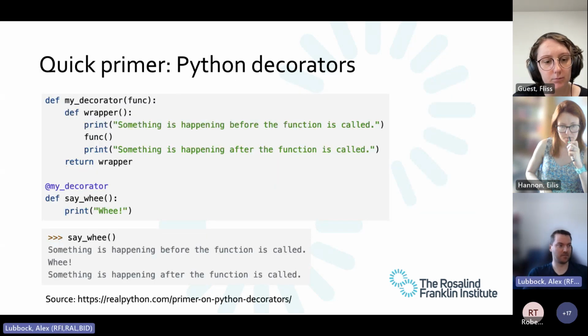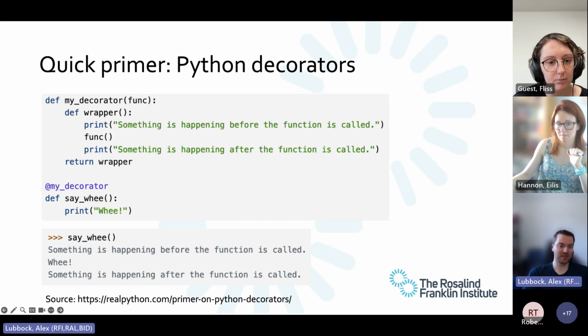Okay, so on to Microbench and how it works. For those of you who might not be as familiar with Python and the concept of decorators, here's an example of what they do. It's very simply just a wrapper for another function. So one function that wraps around another.